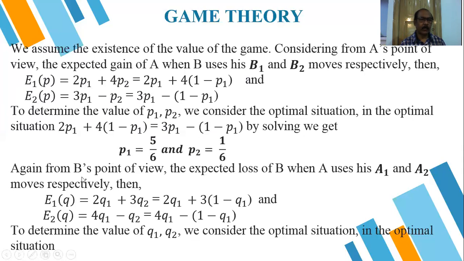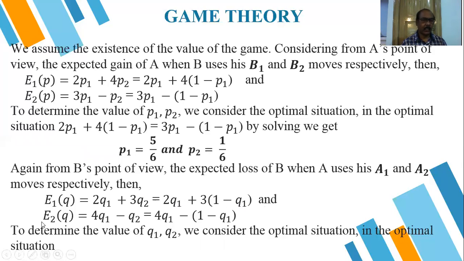Again, from B's point of view, the expected loss of B when A is using A1 and A2. That means when A moves to the strategy A1 and A2, we get expectation of Q when A chooses A1, considering the first row elements: 2Q1 plus 3Q2, that is 2Q1 plus 3 into 1 minus Q1. Q2 we can replace by 1 minus Q1.